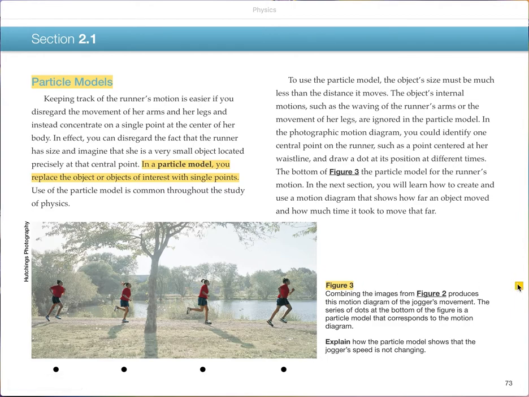One thing to remember that's not pointed out here in the book is that in order to be complete, the particle model needs to label where the motion began. In other words, just looking at the black dots, they're evenly spaced, but we can't tell if the runner is moving from left to right or from right to left. Well, clearly from the picture, they're moving from left to right. So what we would do is place a t=0 at this dot to indicate that's where time begins, and then we know that the motion is from left to right.